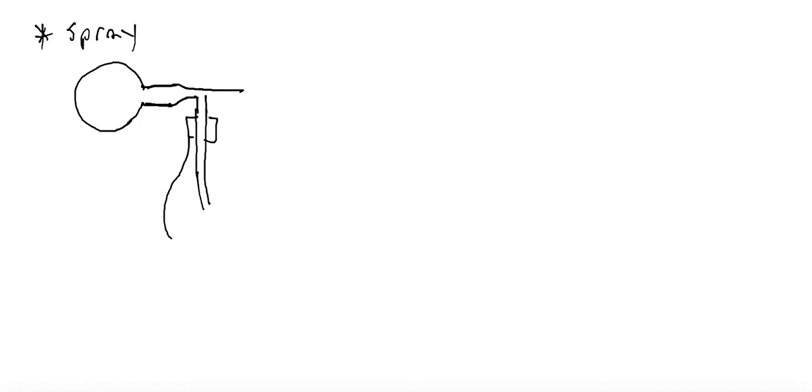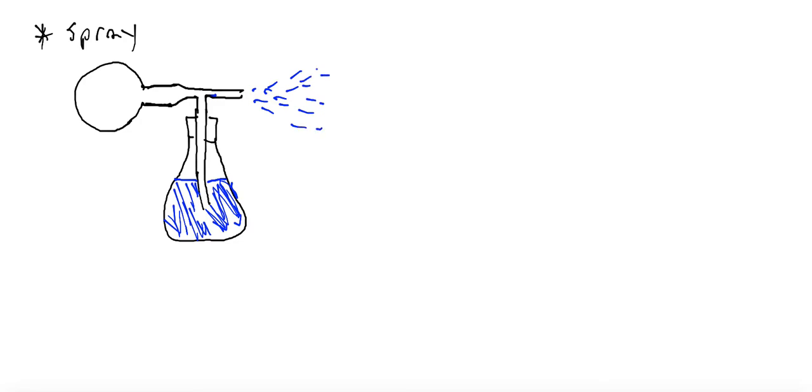Let me try to draw it. Oh, nice flask. Okay, a blue liquid which fills this container. And of course we have something like a nozzle here through which liquid, or droplets of liquid in the form of spray, can escape. Okay, so how does it work?